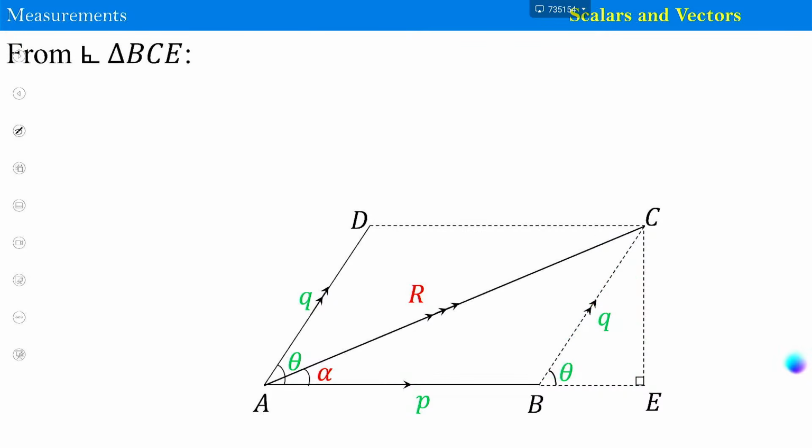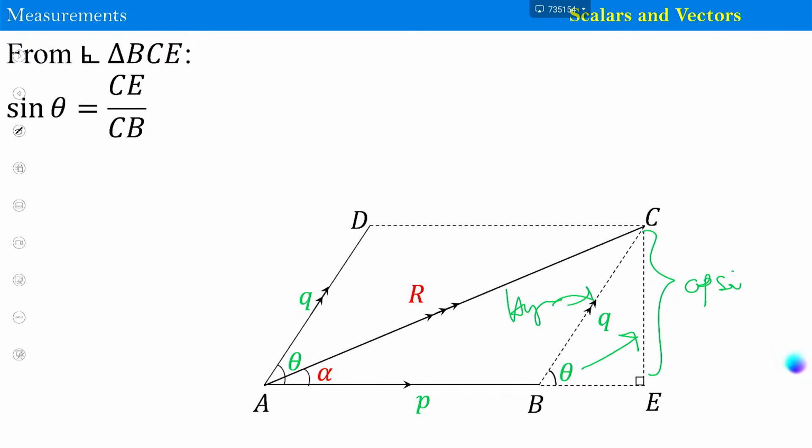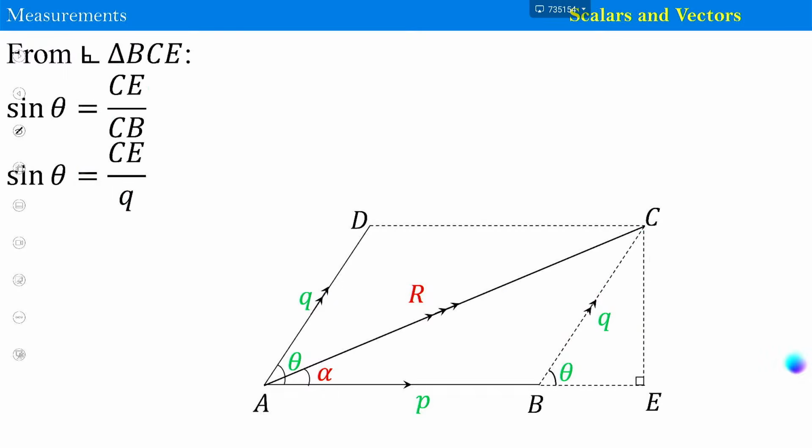So I take the small one first, ABC. When I take this ABC, I'm only considering sine, cos, tan, so I like to write sine theta first. Sine theta is the opposite side CE over the hypotenuse. This is called the opposite side, right? And this is the hypotenuse. So the hypotenuse is Q. We can see that it's Q, right?